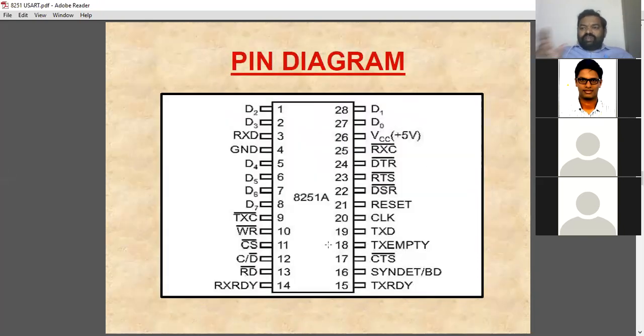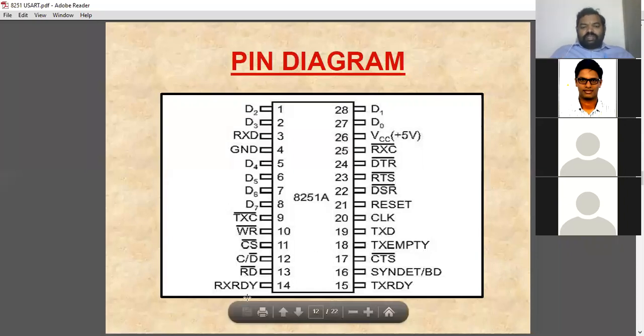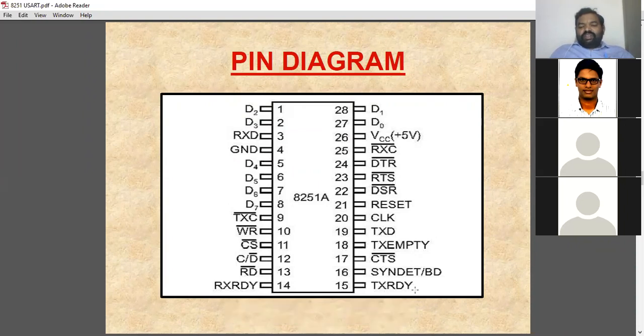Same operation, whatever we discussed in the block diagram, whatever we discussed in the data terminal equipment explanation, same thing comes here because all the pin names are same. Next, transmitter ready. Whenever the transmitter is ready to transmit the data, it will send a transmitter ready signal to the 8086, right?